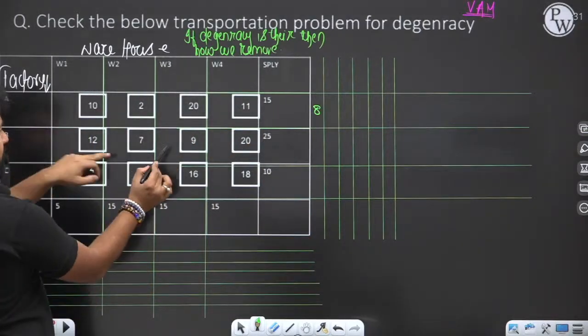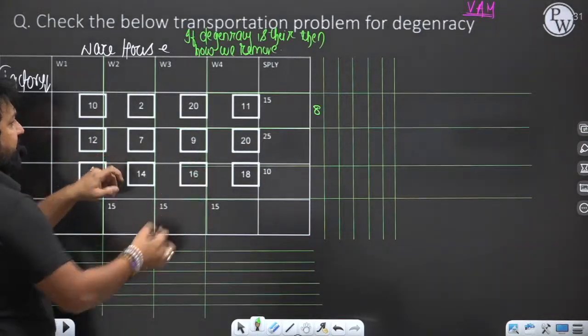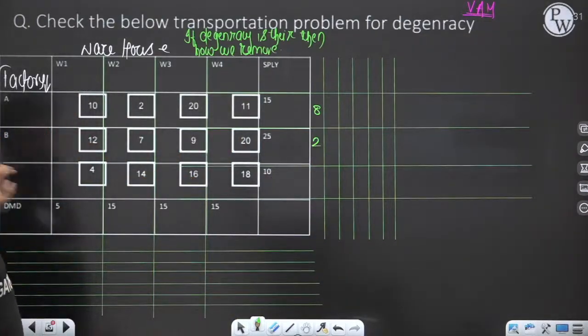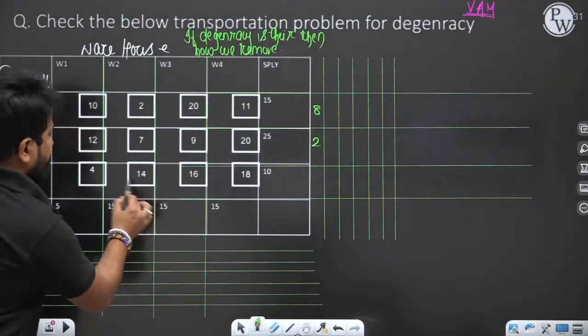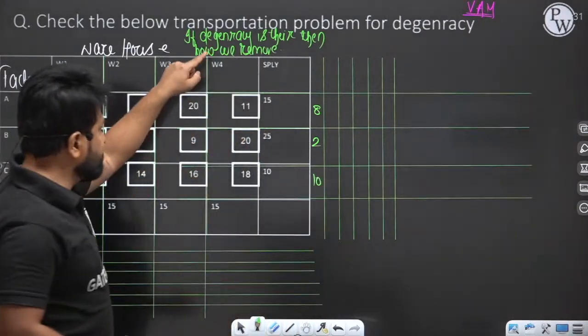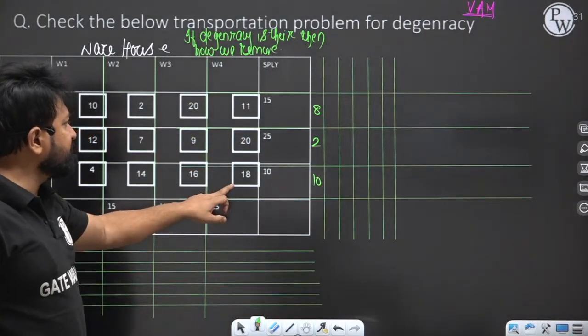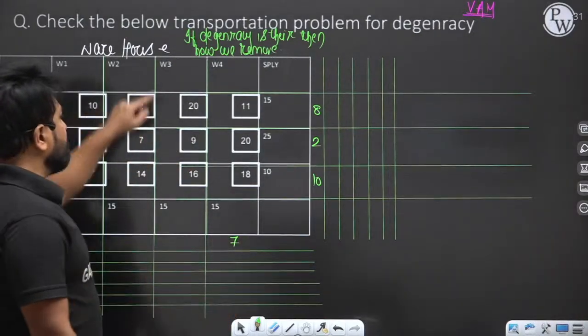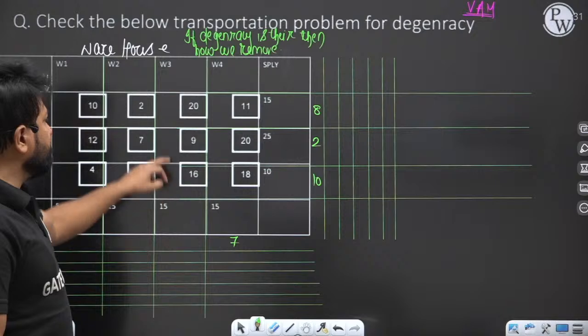For this row, the minimum is 7. Next is 9. So 9 minus 7 is 2. For this row, the minimum is 4. Next is 14. So 14 minus 4 is 10, right? This is 10. For this column, the minimum is 11. Next is 18. So 18 minus 11 is 7.